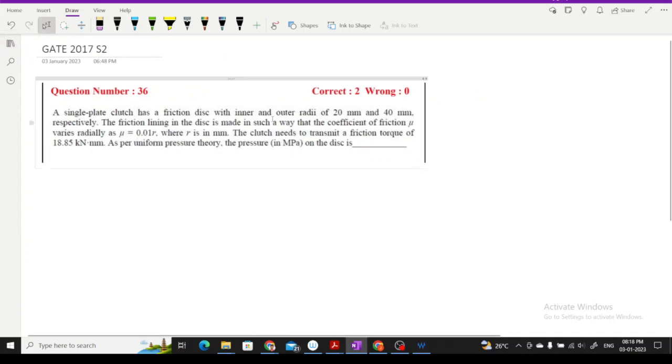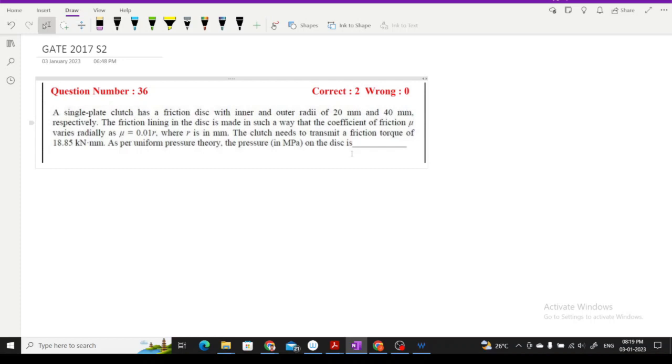A single plate clutch has a friction disc with inner and outer radii of 20 mm and 40 mm respectively. The friction lining in the disc is made in such a way that the coefficient of friction mu varies radially as mu is equal to 0.01 R, where R is in mm. The clutch needs to transmit a friction torque of 1825 kN as per the uniform pressure theory. The pressure in Pascal on the disc is. So here you need to think, right? Because here your mu is varying with respect to R.